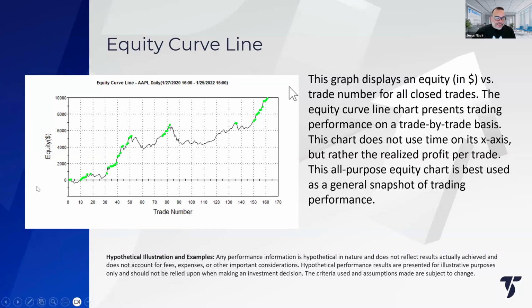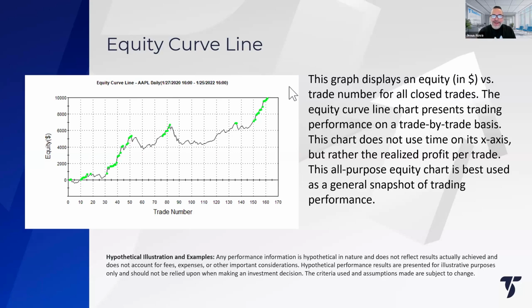By the way, this particular graph, right here at the very top, says this graph displays equity in US dollars versus trade number for all closed trades. This is only closed trades. It doesn't take into account if there's an open trade at the moment, and it only draws the equity from closed trade to closed trade. There's no representation of what happens in between, which is something that as a trader is important to you.